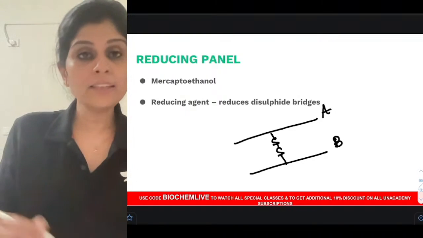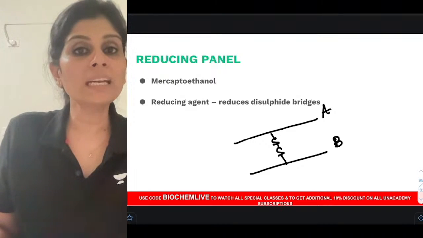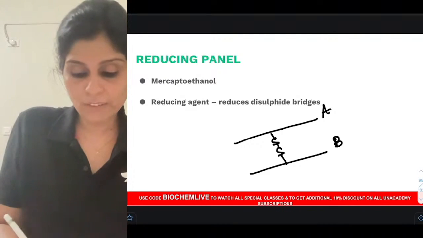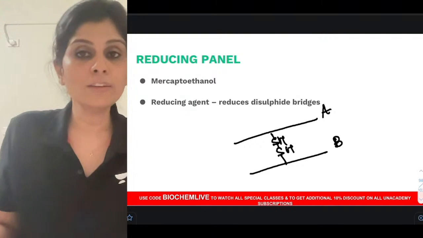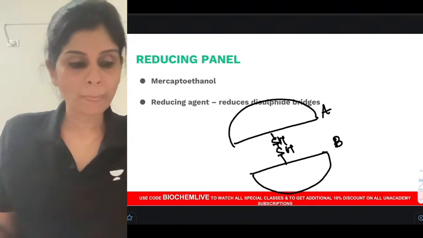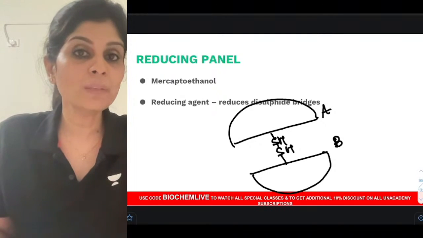Okay, they are connected by disulfide bridges. So what will happen when you treat this insulin with mercaptoethanol? Mercaptoethanol reduces these disulfide bridges to form sulfhydryl groups. So individual subunits will become free. Do you understand this? As a result of this, individual subunits will become free.